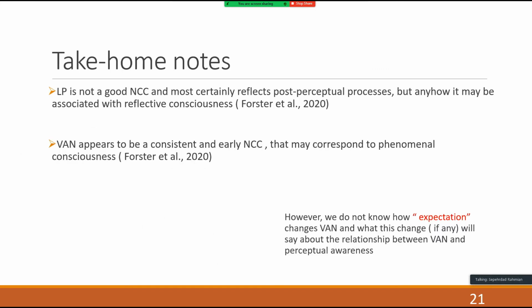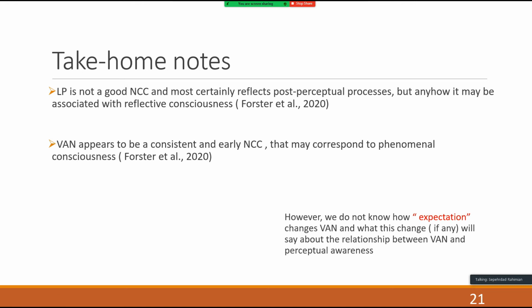So the take-home note is that late positivity is not a good NCC, and most certainly reflects post-perceptual processes. Actually, there are other papers that show that. Almost every paper that checks it comes to the conclusion that LP is not a good NCC. Whereas VAN appears to be a good candidate, and of course there are studies that didn't detect VAN. They detect LP but not VAN, but there's controversy around them, and this seems to be a consistent finding. However, we don't know how expectation changes VAN.